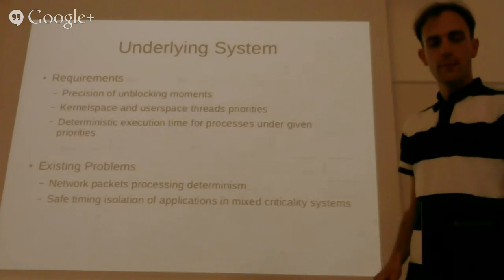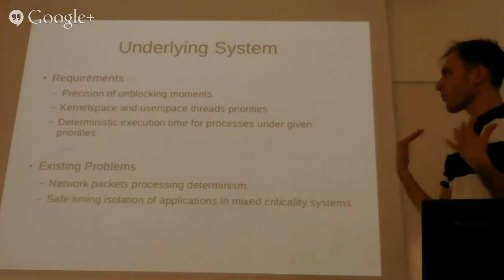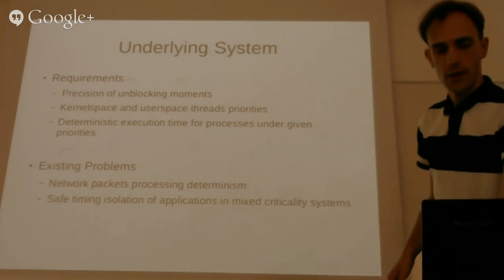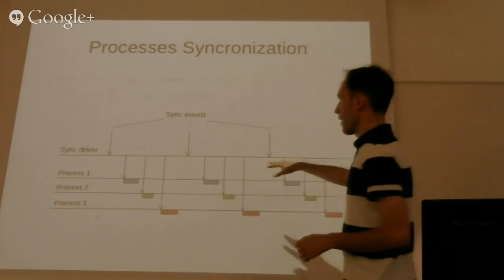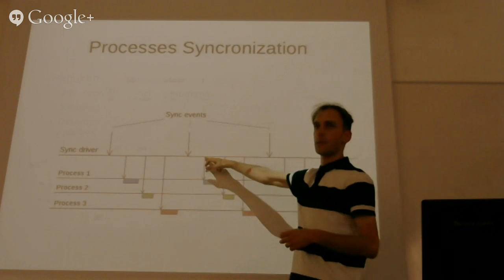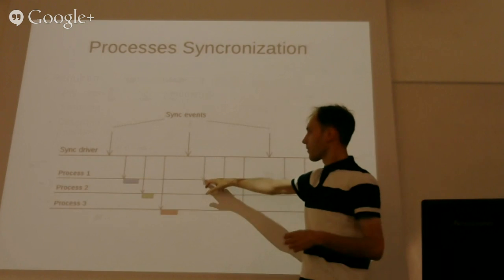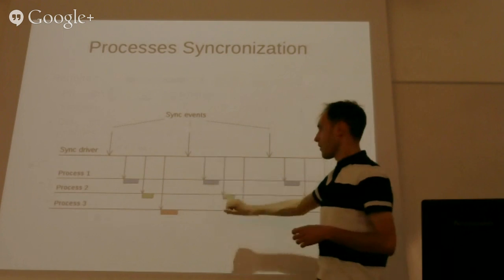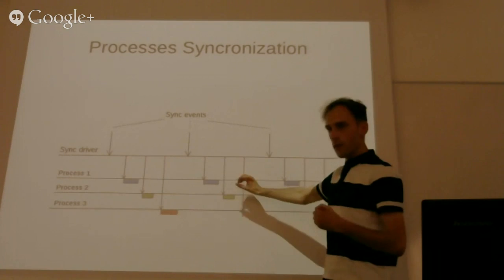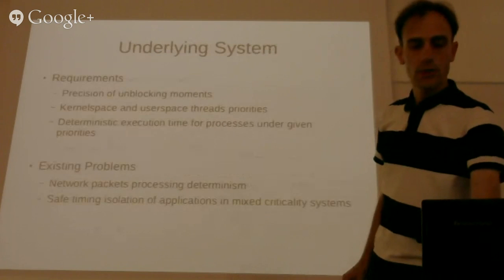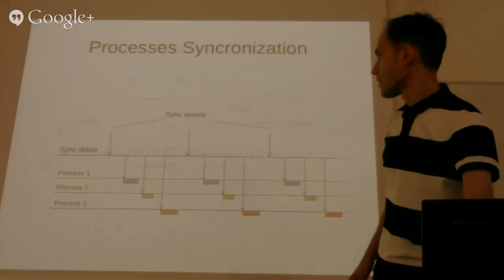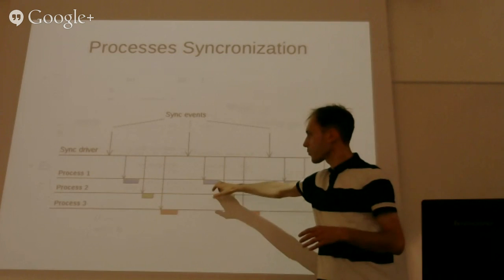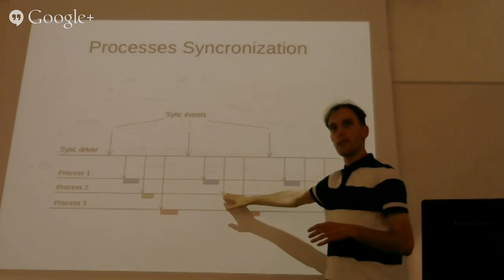So that's mainly it. What do we require most from it? We require the precision of those moments of task unblocking. After the sync event on millisecond number 65, this one must be unblocked, and the precision is very important for us. The second thing that is important is the priorities. This process cannot start until this one is finished, because it uses data generated by it.